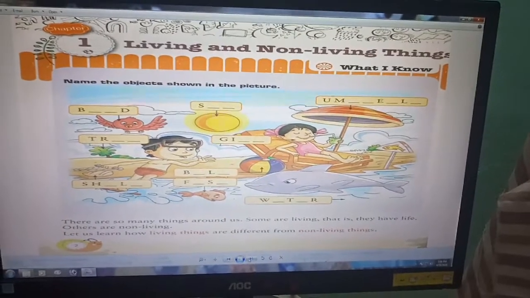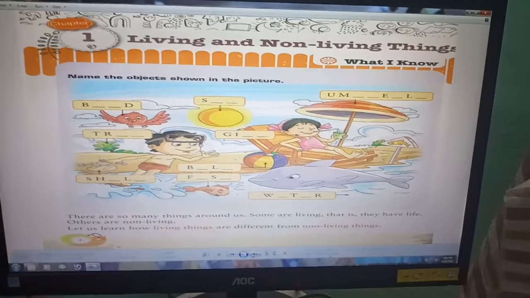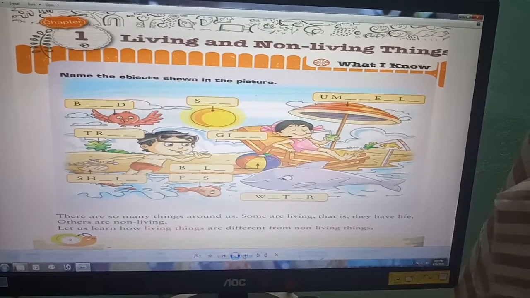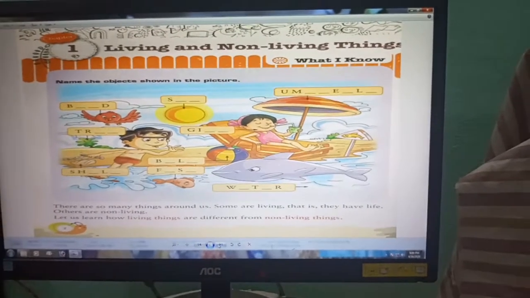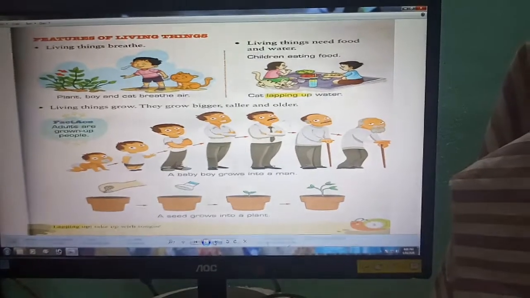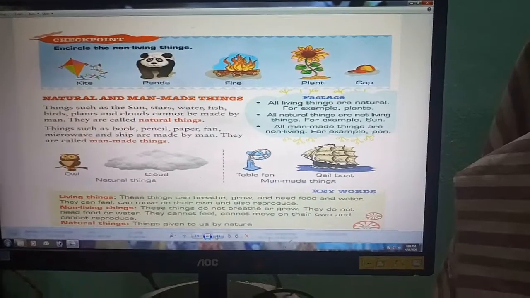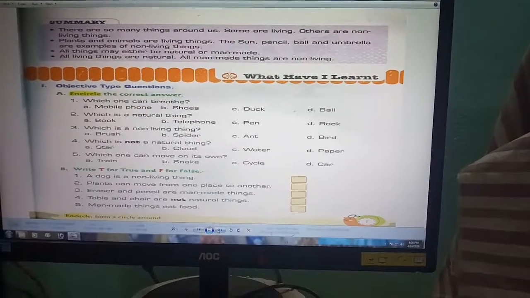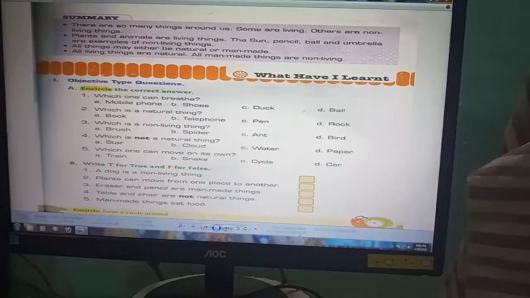Today, children, we have learned chapter 1, and the name of the chapter is Living and Non Living Things. Children, in this chapter, we have learnt about living things, non living things, natural things, and man made things. So, children, today we are going to do our objective type questions.